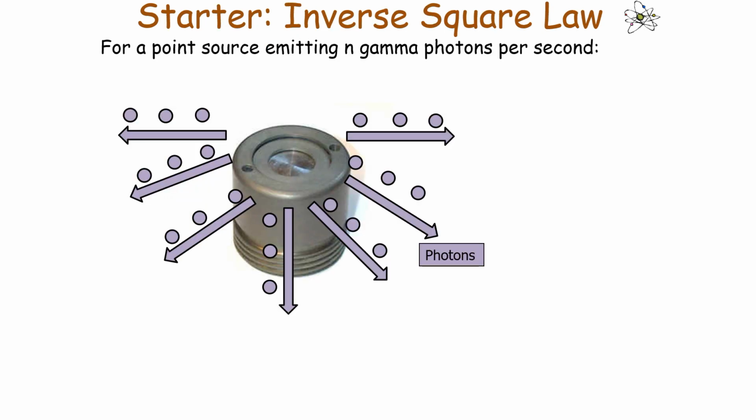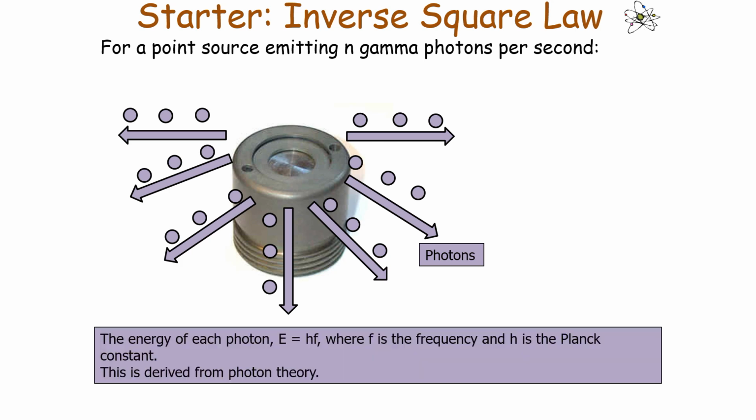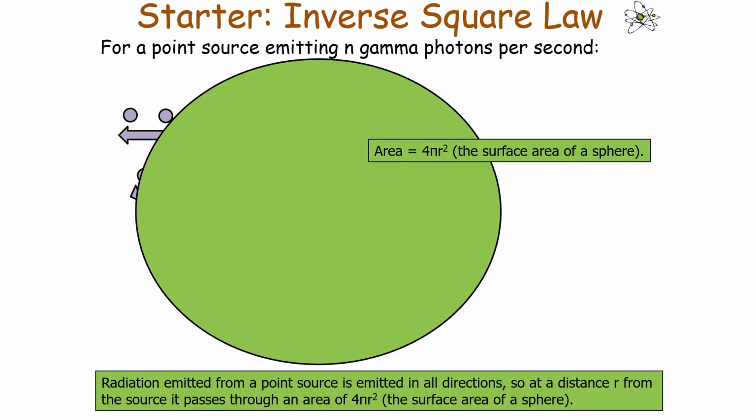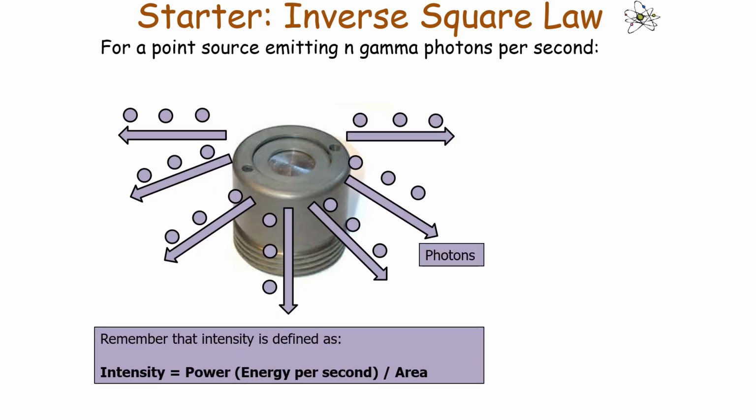So for a point source emitting n gamma photons per second, the energy of each photon, E equals hf, where f is the frequency and h is the Planck constant, which is derived from photon theory. So if there are n photons emitted per second, the total energy emitted every single second is nhf. The radiation emitted from the point source is emitted in all directions, so at a distance r from the source it passes through an area of 4 pi r squared, the surface area of the sphere of photon emission. Now we've just defined intensity as the power, which is the energy per second, divided by the area. So we can now substitute these values in which we've just derived.